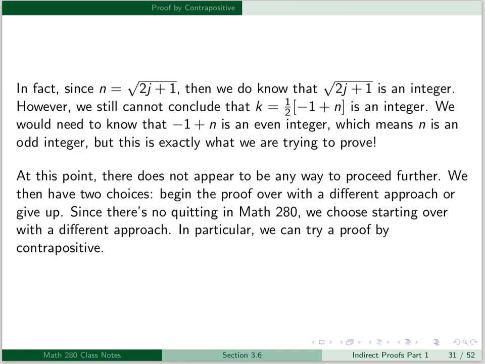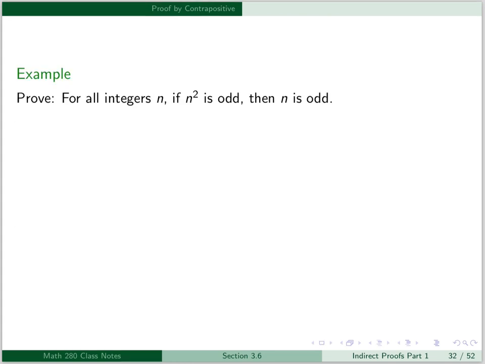At this point, there does not appear to be any way to proceed further. We then have two choices: begin the proof over with a different approach or give up. Since there's no quitting in Math 280, we choose starting over with a different approach. In particular, we can try a proof by contrapositive.